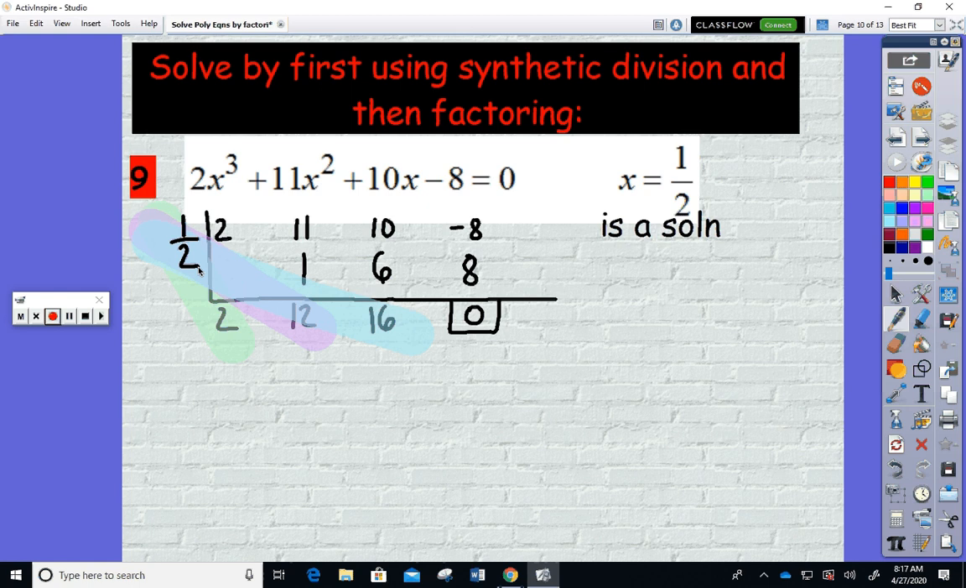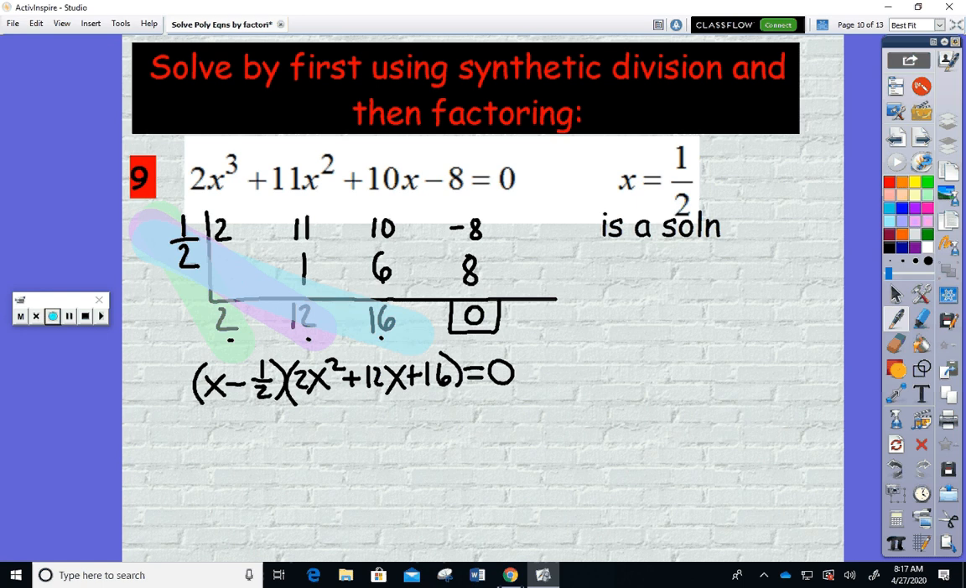Now, this is where it gets tricky if you do synthetic division with fractions, and this is the hardest part for students. You're going to start out and say, if 1/2 is a solution, x minus 1/2 is a factor. And then my other factor, look up here. This 2 tells me 2x squared. The 12 tells me plus 12x. The 16 tells me plus 16 equals 0.